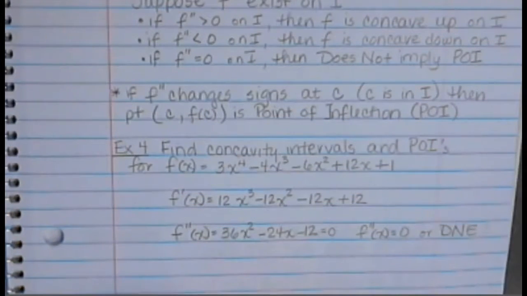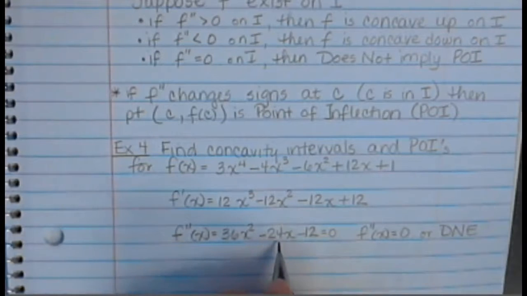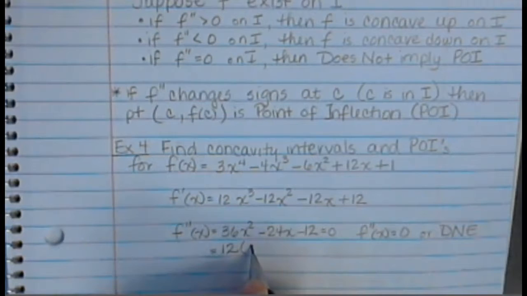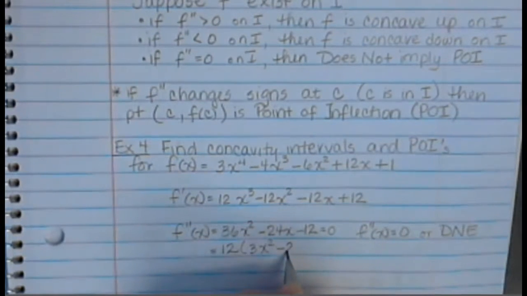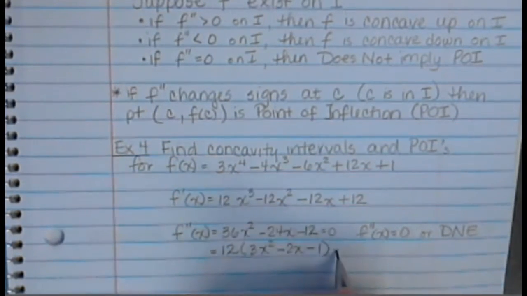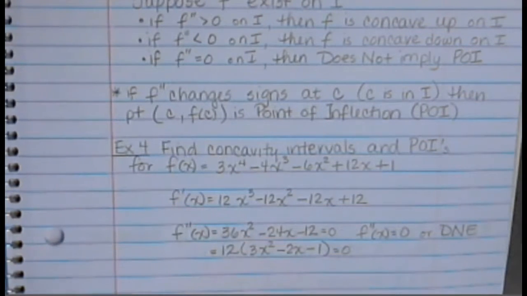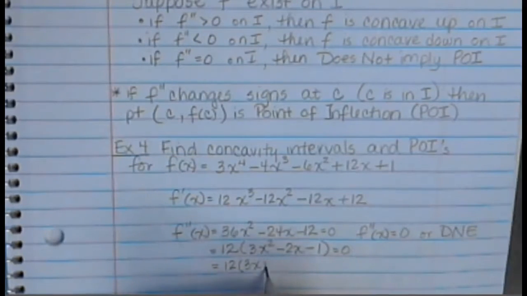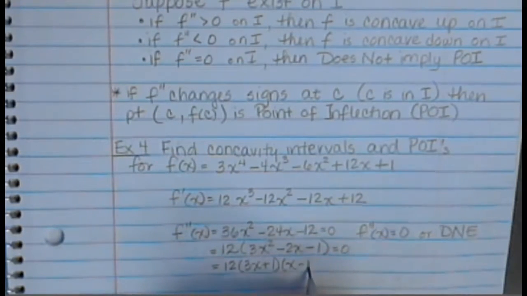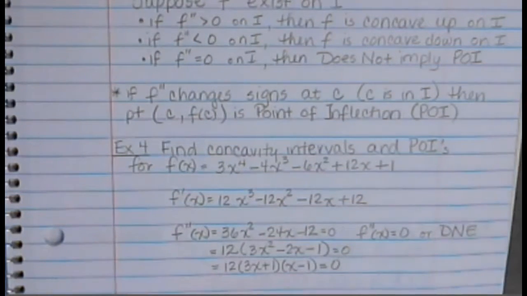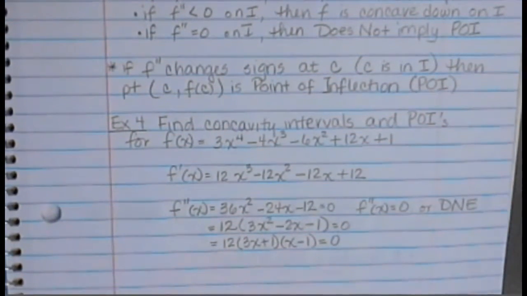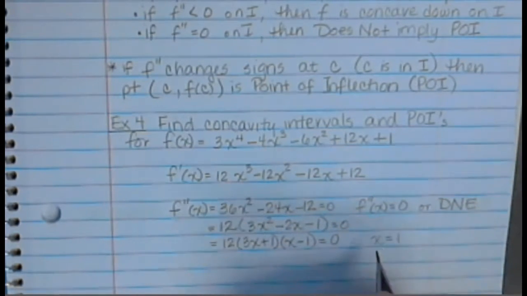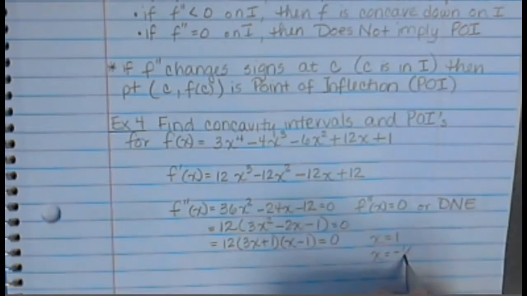So now we get to use our factoring skills and realize everything is divisible by 12. So this is the same thing as 12 times 3x squared minus 2x minus 1. Again, we're setting it equal to 0. We're going to factor. We find this to be 12 times 3x plus 1 times x minus 1. And then again, we're going to let the factors equal 0. So when we do that, we're going to find x is equal to 1 or x is equal to negative 1/3.